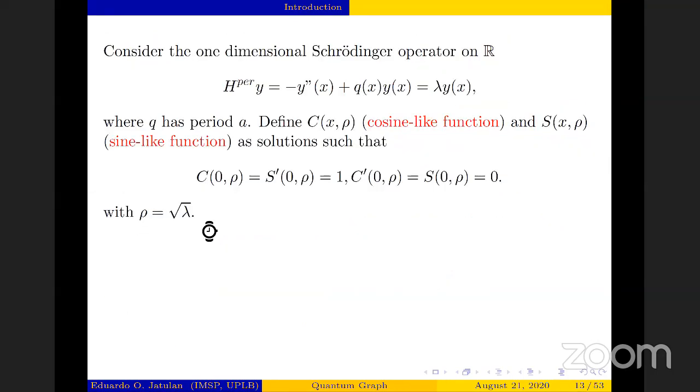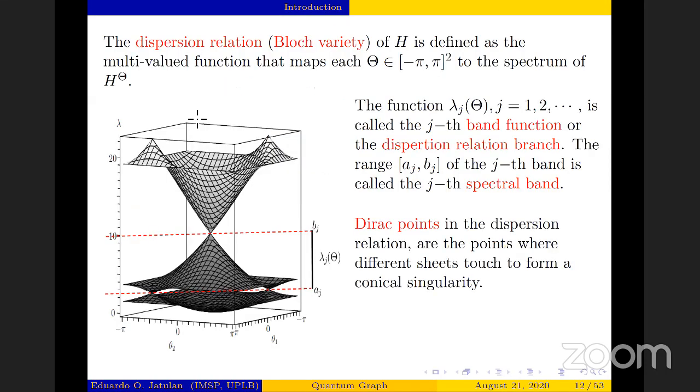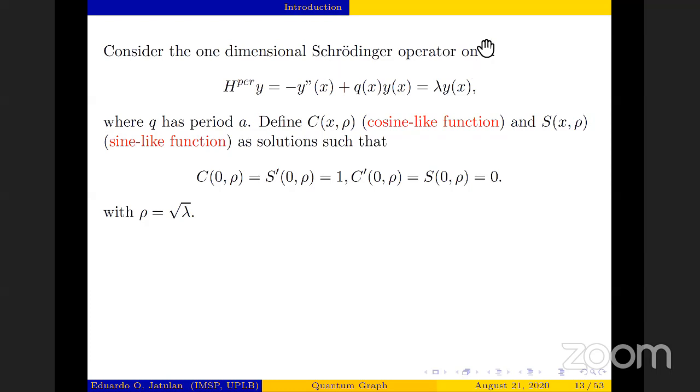Now, as I've mentioned, we have here the quantum graph. Basically, we're going to use operators on R, so let me recall some of this. If we have a one-dimensional Schrodinger operator where Q has period A, then we define these functions: the cosine-like function C and the sine-like function S, with initial conditions C at 0 equal to 1, S prime at 0 equal to 1, C prime at 0 equal to 0, and S at 0 equal to 0.